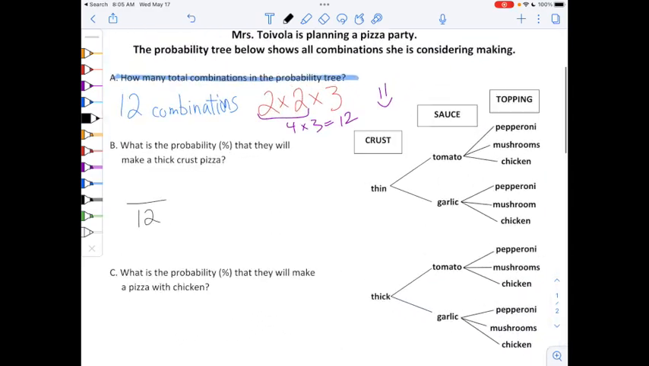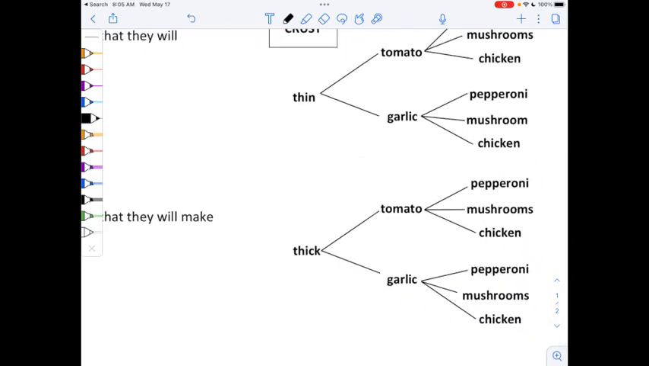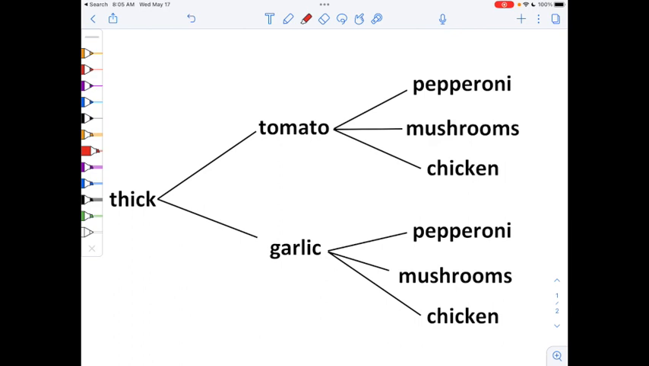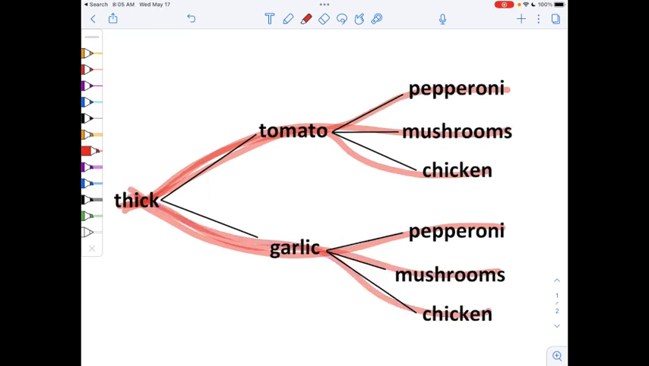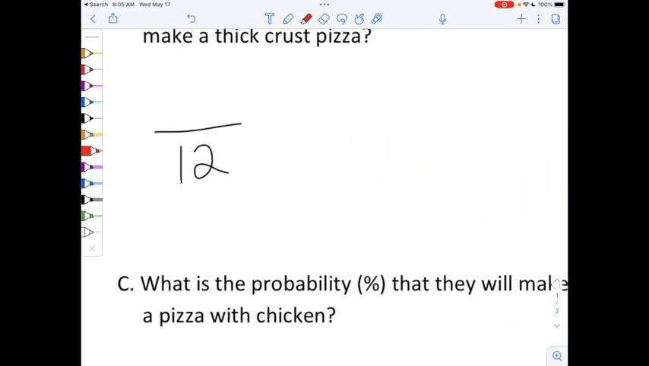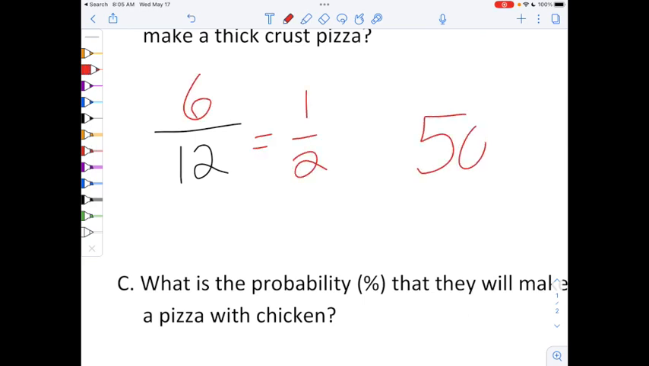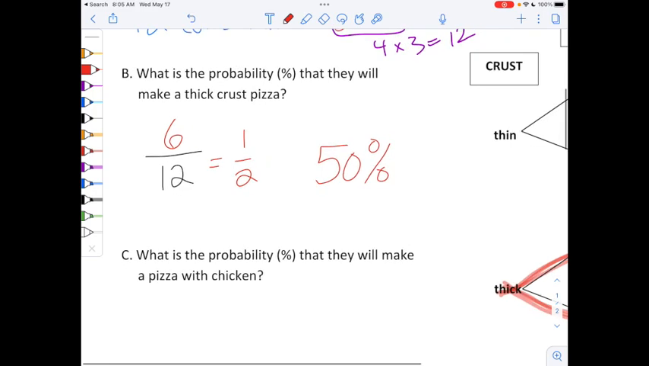So now I'm going to look for all the combinations that connect back to thick crust. So that's down here on the bottom. There's 1, 2, 3, 4, 5, 6. So 6 out of 12. And at this point, you should know that that's 1/2, which means this is 50%. If you had 50%, you can give yourself a star.